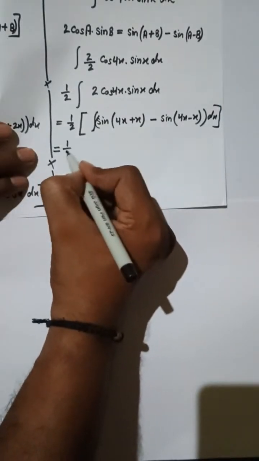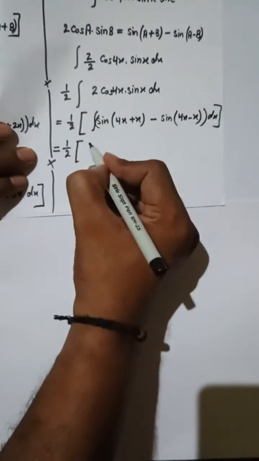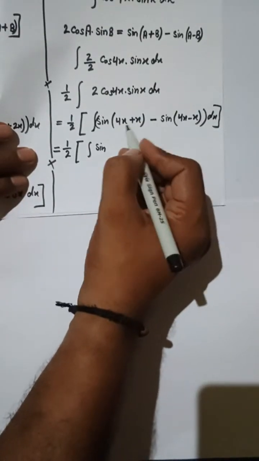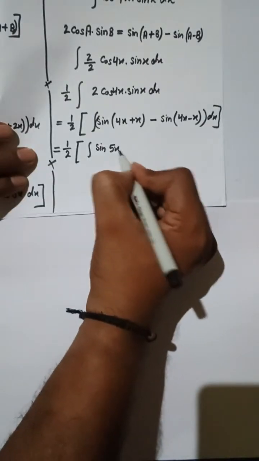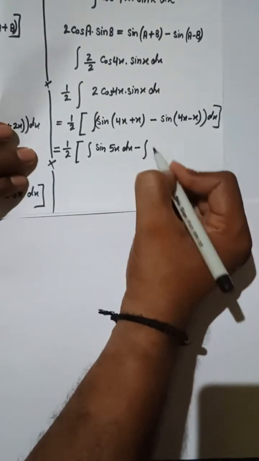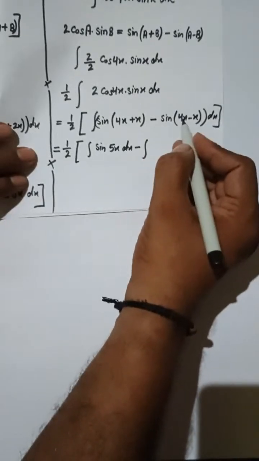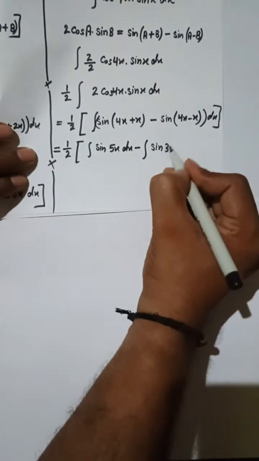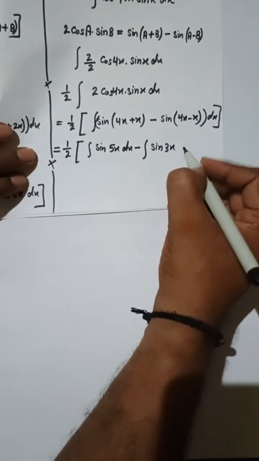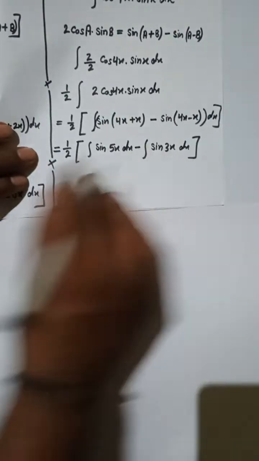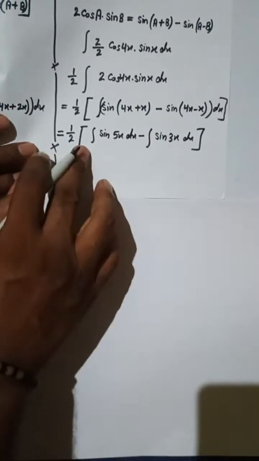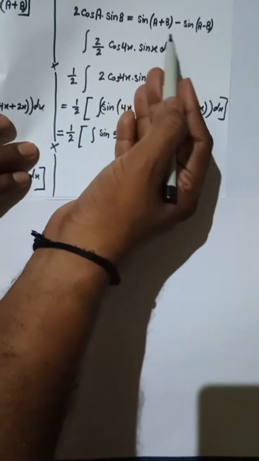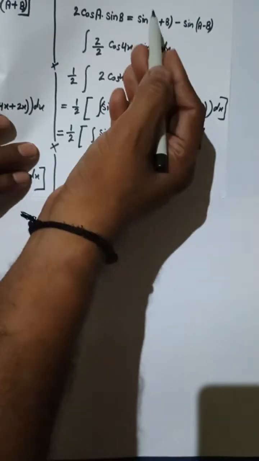1 by 2, and then here integration, I can write sine 4x plus x, which gives us 5x, then dx, minus integration of sine 4x minus x, which will be sine 3x, and we have here dx. Okay, so this is the actual transformation of cos 4x sine x, right? This one.